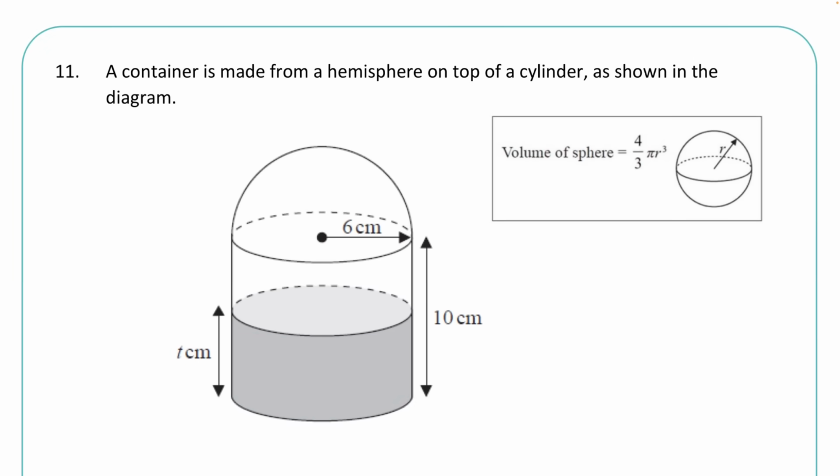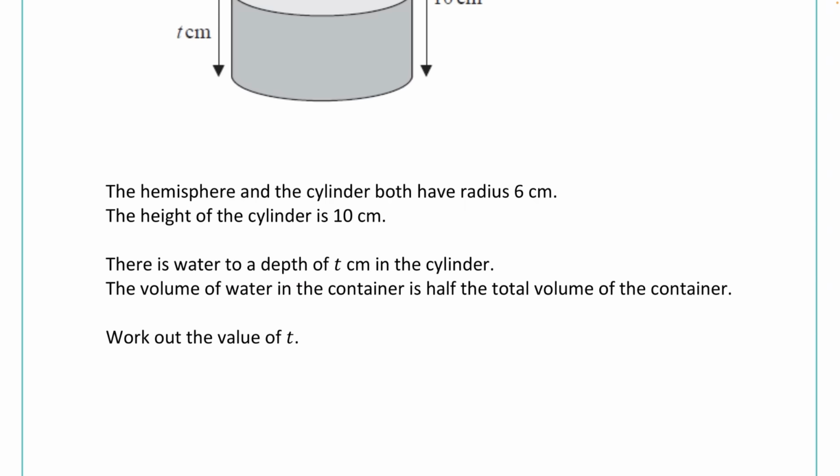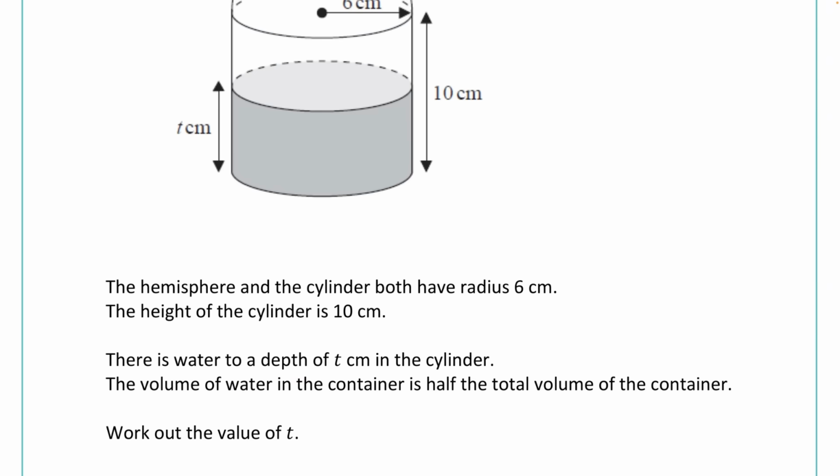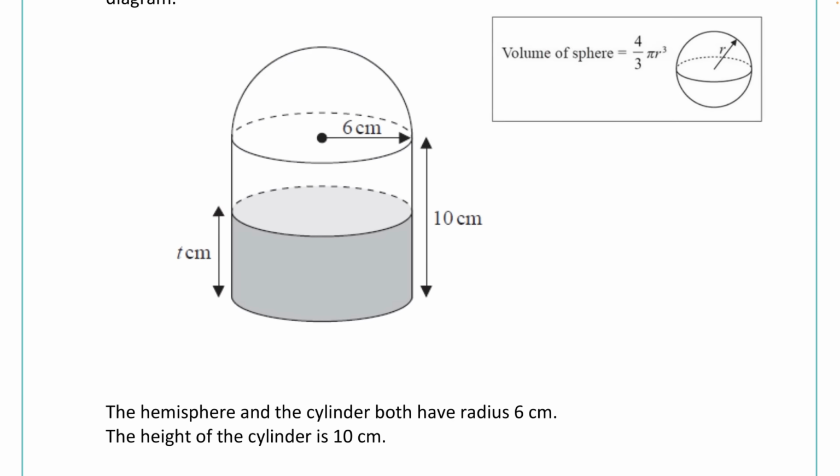Okay, so for this question, we're looking at the volume of a compound shape, which is made out of a hemisphere and a cylinder. It says we have this container that's been made. The hemisphere and the cylinder both have a radius of 6, the height of the cylinder is 10, and there's water to a depth of t centimetres. The volume of the water in the container is half the total volume. Work out the value of t.